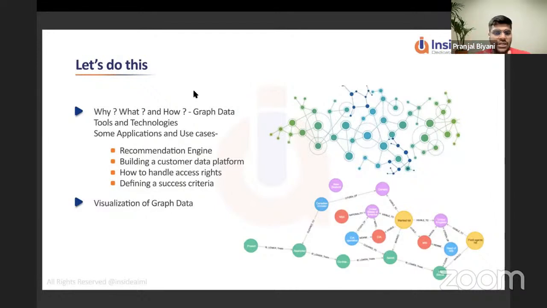We're going to look at multiple use cases, applications of graph data. We're going to go through recommendation engine, building a customer data platform, how to handle access rights, the user management system, and defining a success criteria in graphs. We're finally going to visualize a few graphs just to understand what tools and technologies can be used to visualize and perform analytics. Okay, let's move forward.